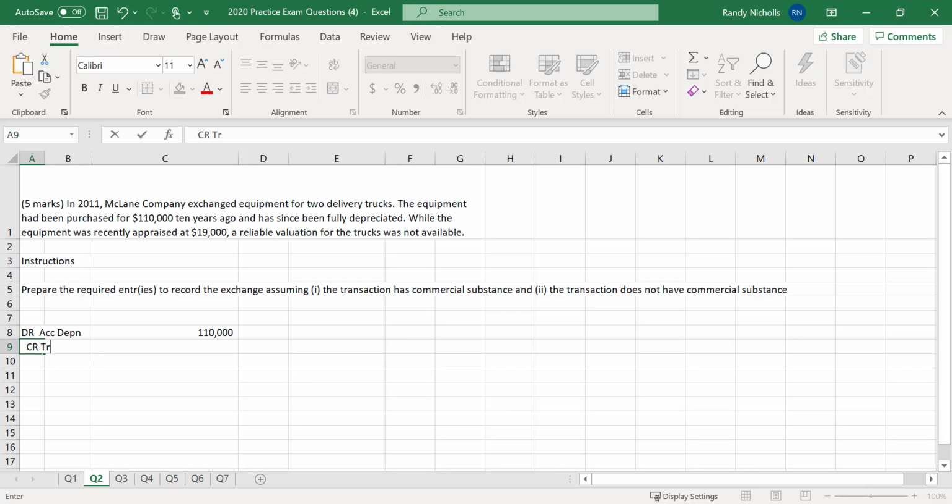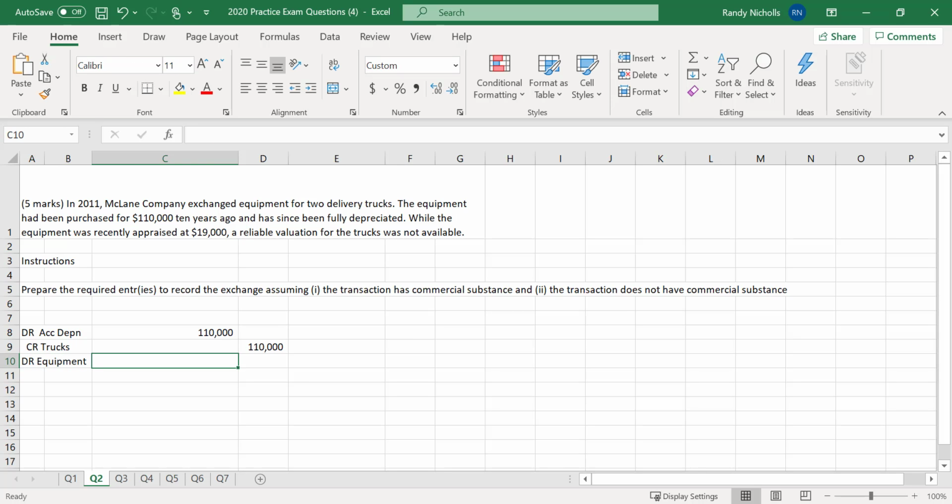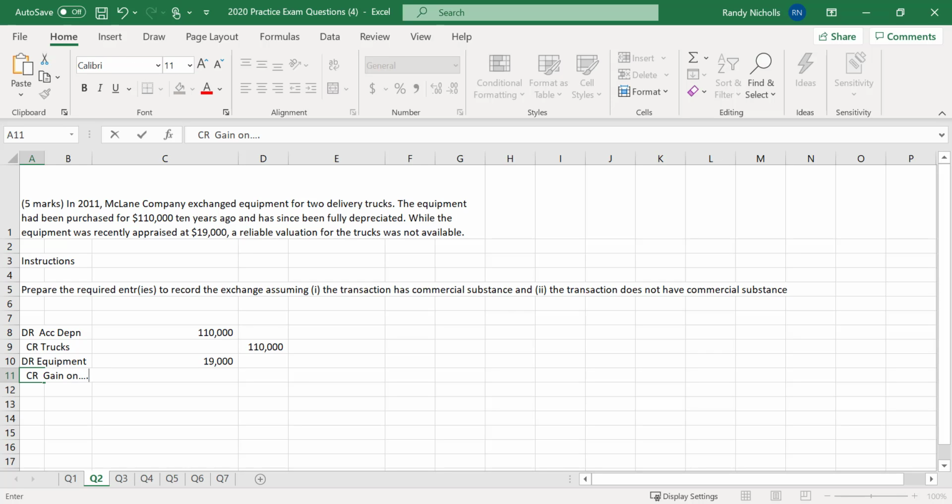What are they? Trucks? PP&E would work, assets would work. And then if there's commercial substance, I'm going to record this new asset, this equipment, at fair value, and the question does tell me that the equipment's worth 19 grand. And the difference is my gain. Again, gain on whatever you want to call it. Gain on truck exchange, gain on equipment purchase. Okay? So that's part 1.